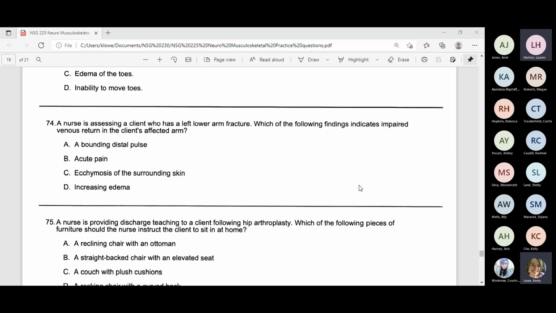Right. So when we think about anytime it's talking about venous, we're looking at, is it asking us to determine venous signs or arterial signs? Anytime we see venous, we're going to see changes in fluid because it's the fluid that's coming back to the heart. So edema, increasing edema. The ecchymosis or the change in skin color, the pain, the bounding pulses, those kind of things are going to be arterial. Edema is going to be venous.